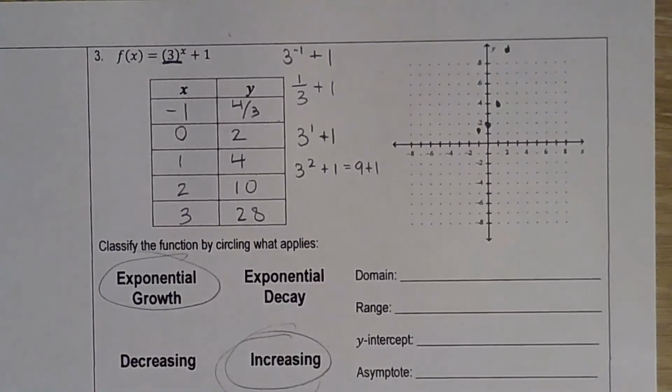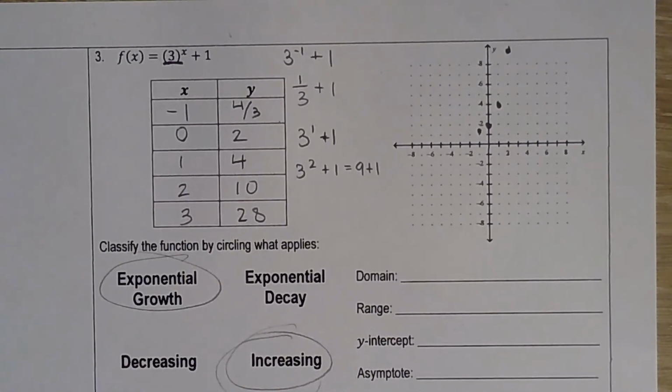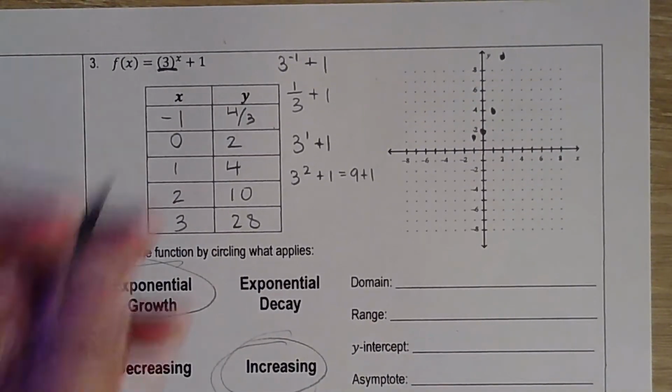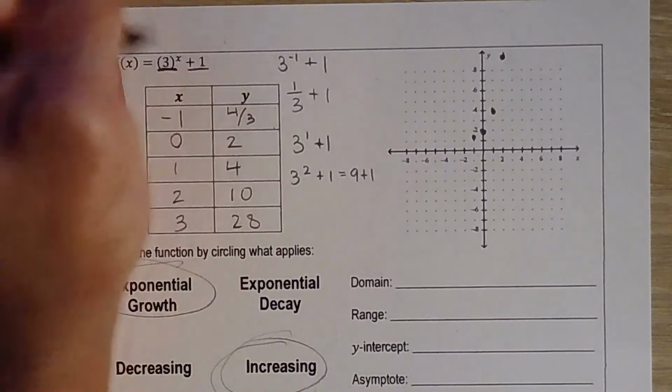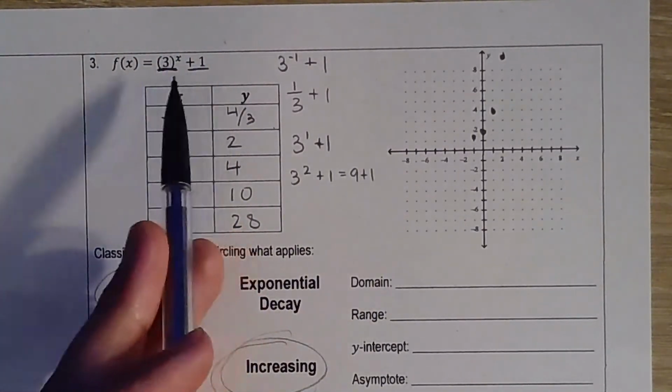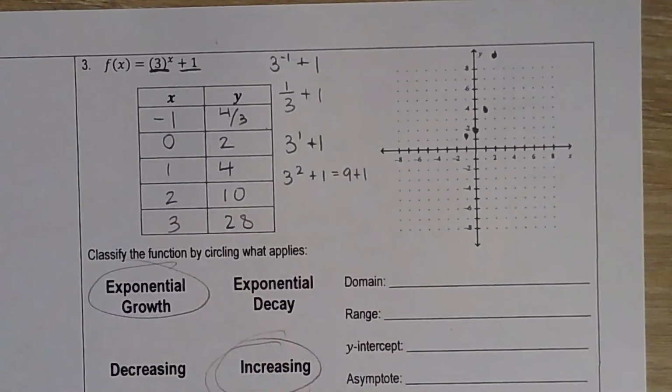All right, so if we are thinking about our general shape of our graph, right, it's exponential growth and it's increasing. All right, so how does this change with our asymptote, though? So with our asymptote, this is going to be our asymptote, right? Anytime you have a plus 1 or minus something, that's always going to be your asymptote.